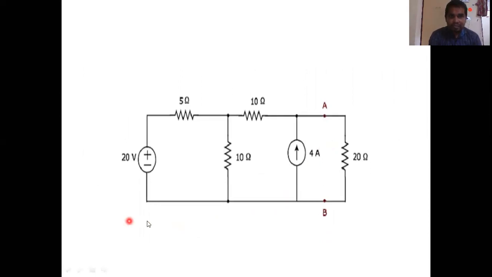So let us take the example. This is my circuit. This is a DC circuit. I have only DC sources and resistances: a DC voltage source and one current source, and this is my 20 ohm resistance.